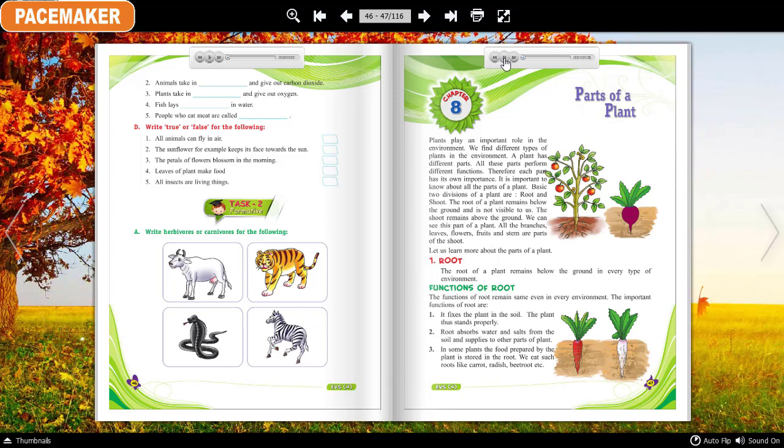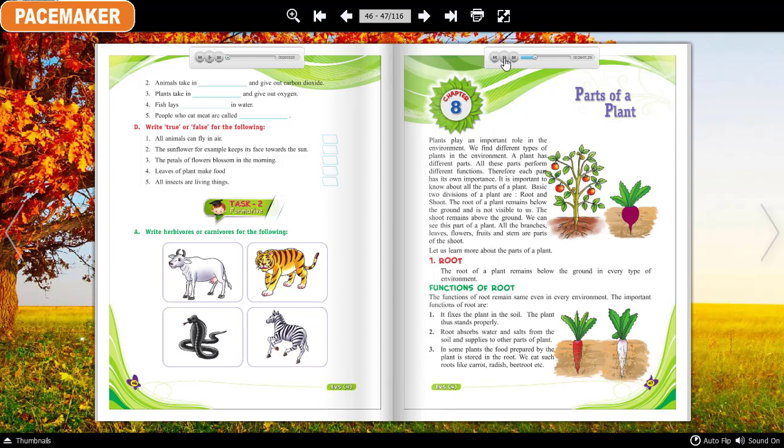Chapter 8. Parts of a plant. Plants play an important role in the environment. We find different types of plants in the environment. A plant has different parts. All these parts perform different functions. Therefore, each part has its own importance. It is important to know about all the parts of a plant.